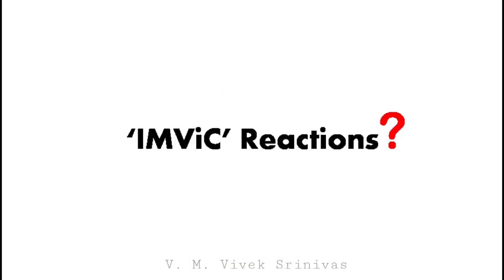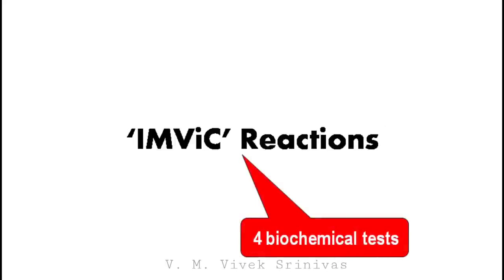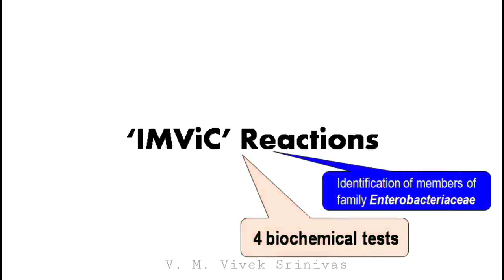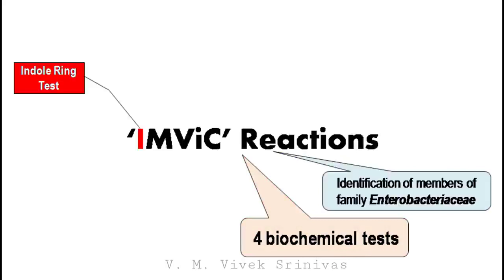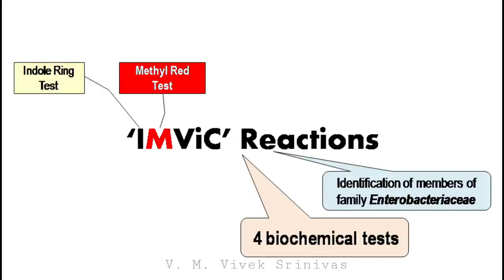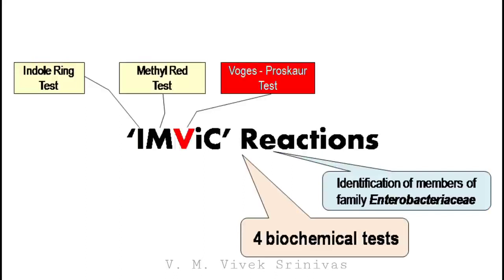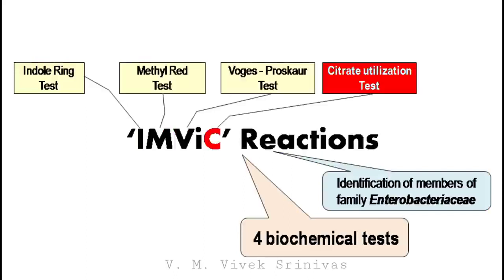The IMVIC reactions. There are a set of 4 biochemical tests. They are commonly employed in the identification of the members of the family Enterobacteriaceae bacteria. The 4 biochemical tests are the indole ring test, the methyl red test, the Voges-Proskauer test, and the citrate utilization test. The letter I is only for the rhyming purpose.